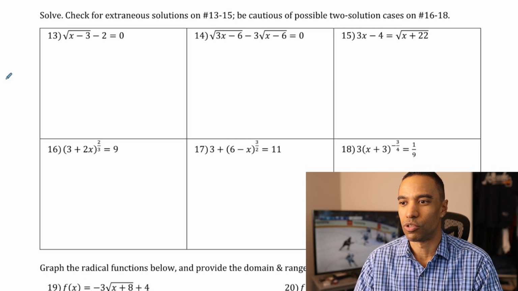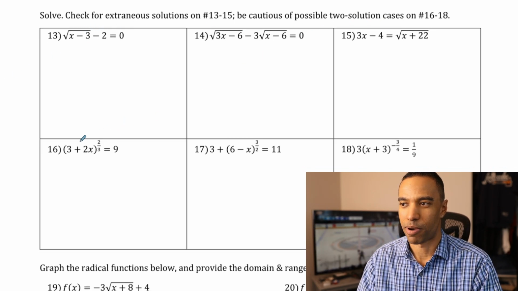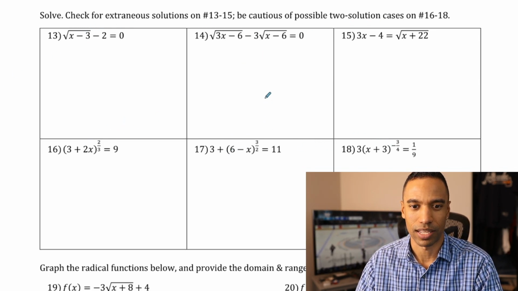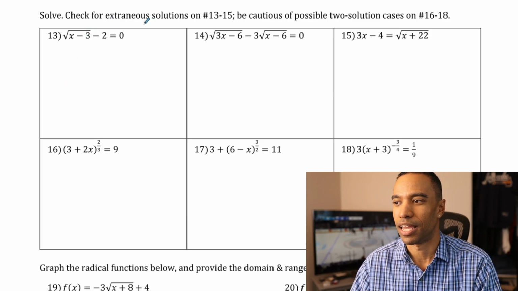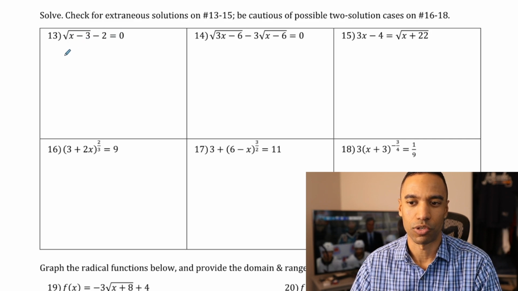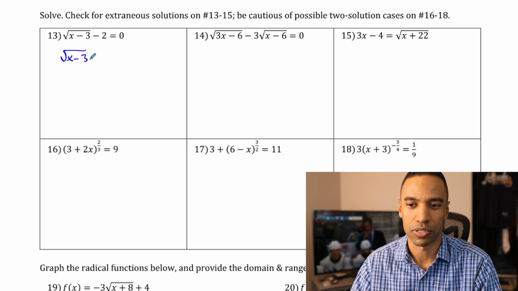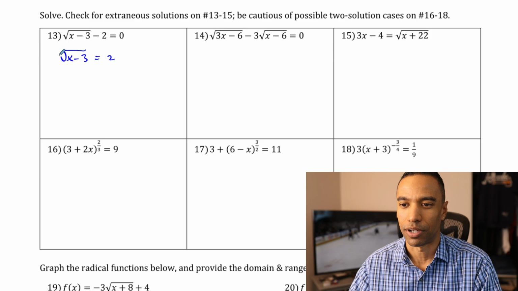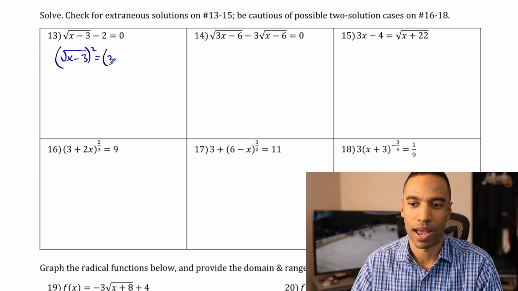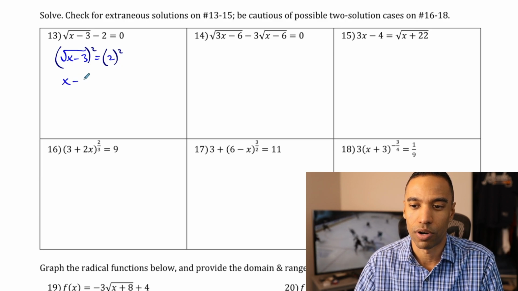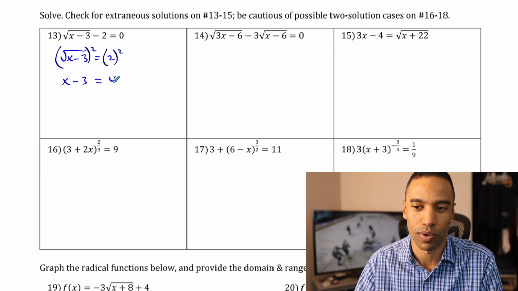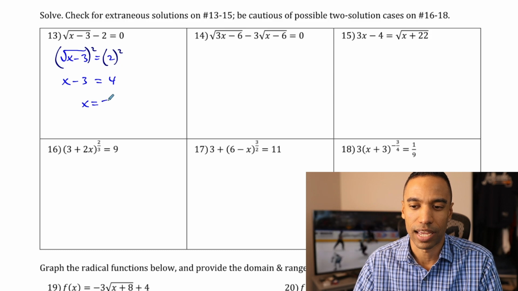Solve, check for extraneous solutions on 13 to 15. Be cautious of possible two-solution cases on 16 through 18. Got it. Number 13, we got to start by isolating our radical right here. We got to add 2 to both sides before we square both sides on this thing. Now we're going to go ahead and square both sides, and isolating the radical allows us to eliminate the radical there. We're taken care of. Square root of x minus 3 squared is x minus 3. 2 squared is 4. Add 3 over, we get x equals 7.